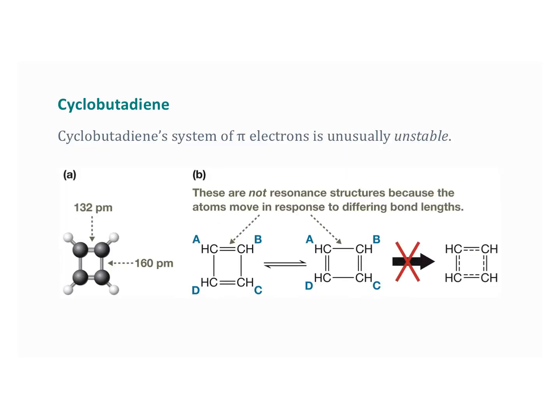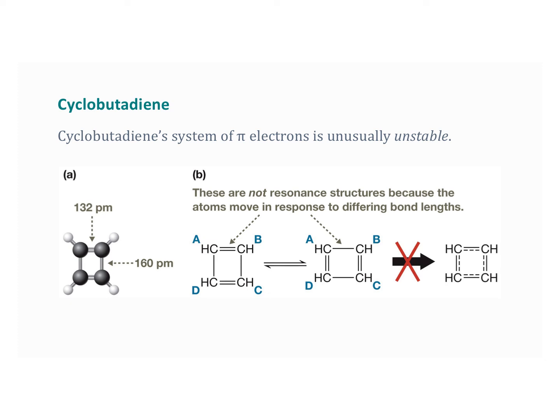Now, resonance doesn't fully explain benzene stability. If it did, then we would expect a similar stability in the pi system of cyclobutadiene. Just like benzene, cyclobutadiene's ring consists of alternating double and single bonds. However, cyclobutadiene's pi system is really, really unstable. It's so unstable that the compound's only been isolated and studied in an argon matrix at really, really low temperatures.